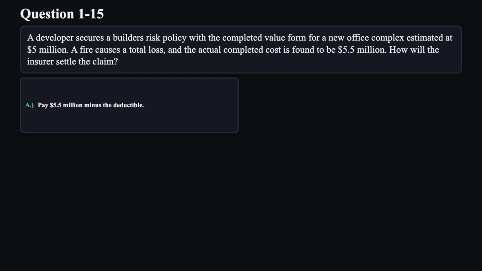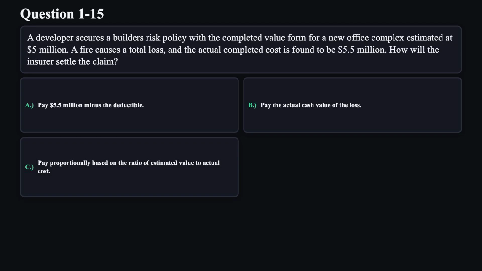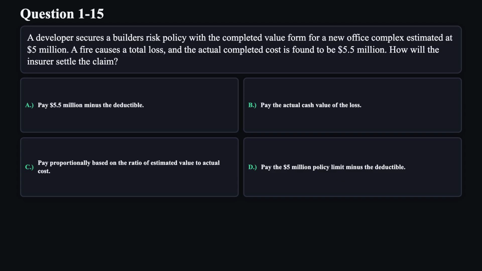A. Pay $5.5 million minus the deductible. B. Pay the actual cash value of the loss. C. Pay proportionally based on the ratio of estimated value to actual cost. D. Pay the $5 million policy limit minus the deductible.